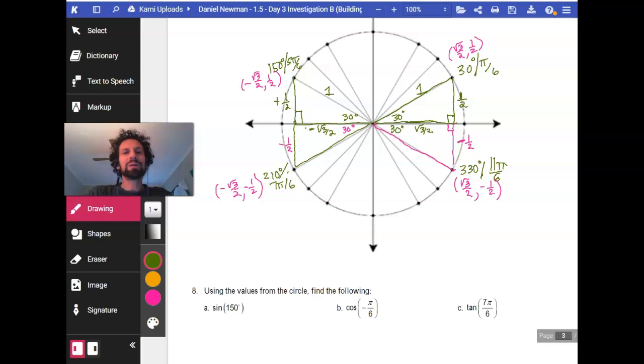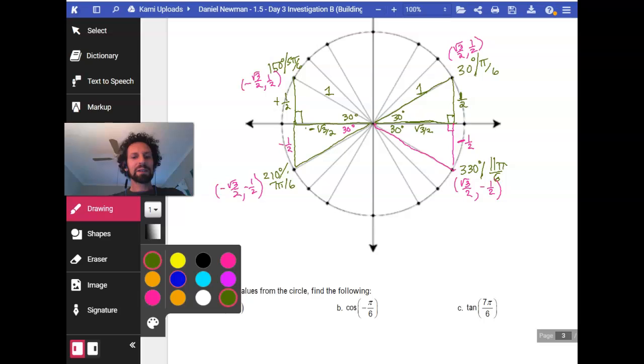All right, now that we've completed the unit circle for all our 30-degree reference angles, or pi over 6 reference angles, we can actually use it to solve problems. That's why we are completing the unit circle, so that we can solve problems like those in number 8.